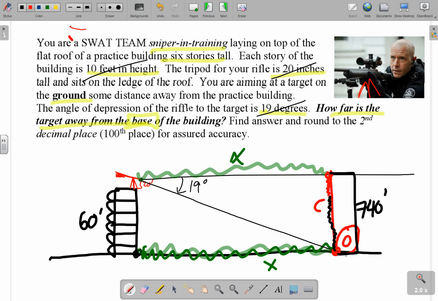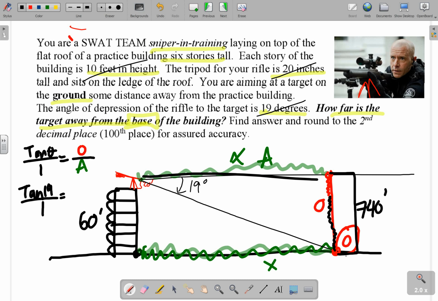Now, we have the opposite. We need the adjacent. You know you're using a side length, so this is traditional SOHCAHTOA. So it's tangent of theta over 1 equals our opposite over our adjacent. Tangent of theta, which is 19 degrees, over 1 equals our opposite, which is going to be 740 inches over our adjacent, which is x. Cross multiply. Tangent of 19 times x equals 740.